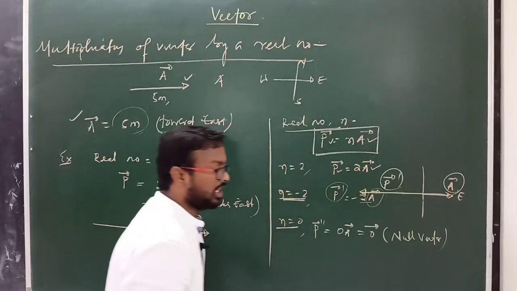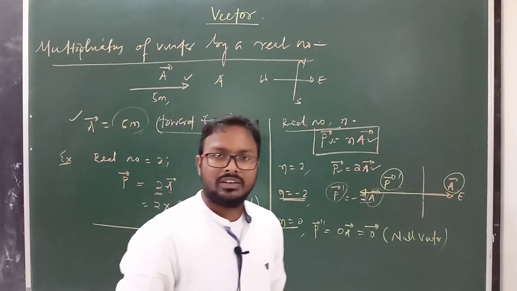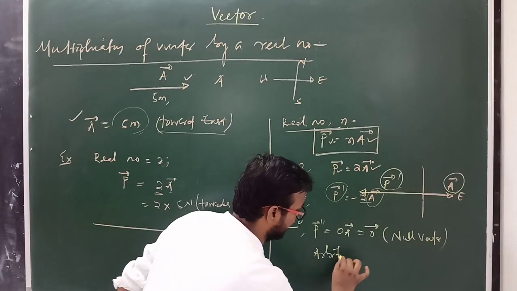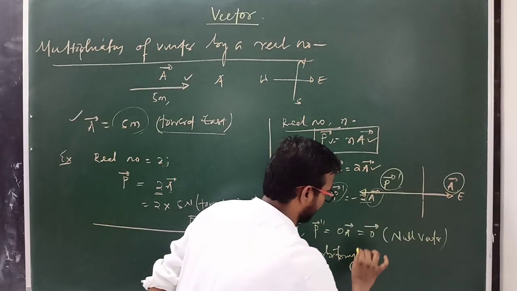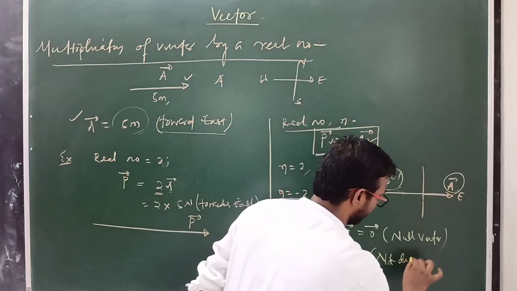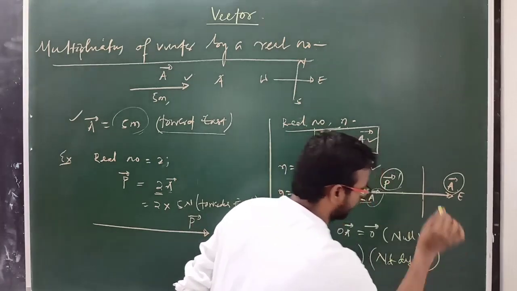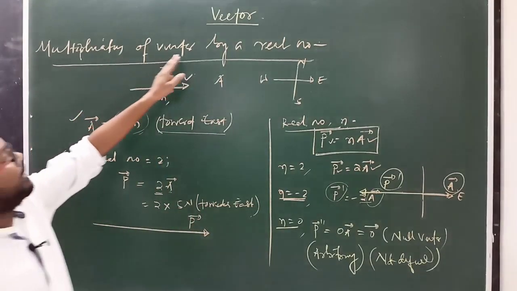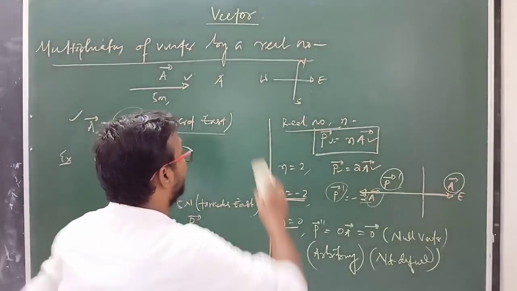And what is a null vector? One whose magnitude is 0 but direction is arbitrary, or not defined. Clear? These are all about multiplication of a vector by a real number.